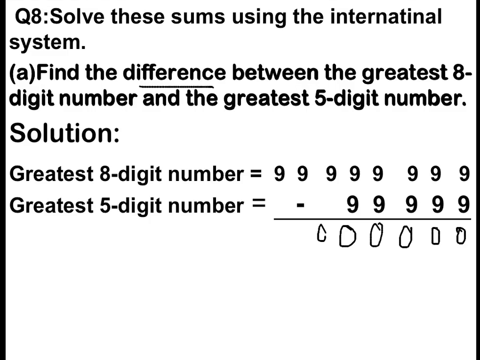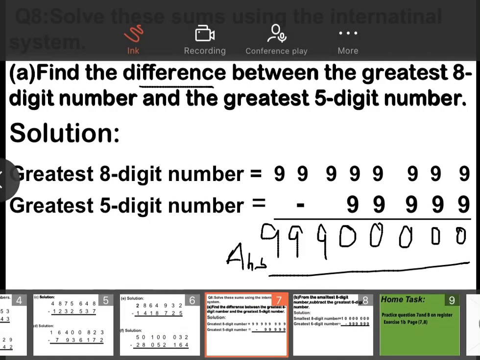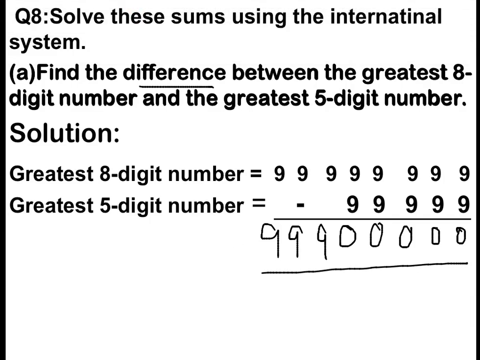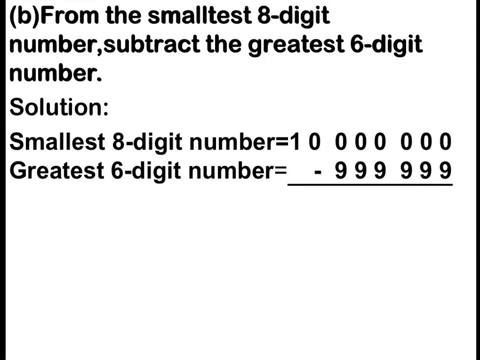Next 9, 9 and 9. This is the answer, and answer is 99,900,000. Understand?